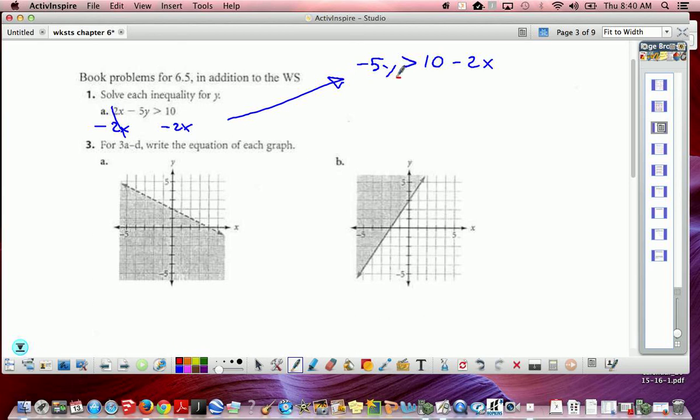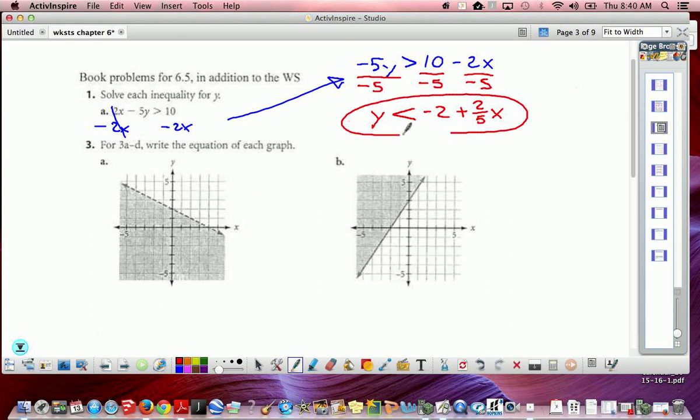Then I divide both sides by negative 5. So I get y, since I divided by a negative, flip the inequality sign, negative 2. Two negatives make a positive, 2/5 x. So this one's just really trying to emphasize, remember to flip the inequality sign when you divide by a negative number.